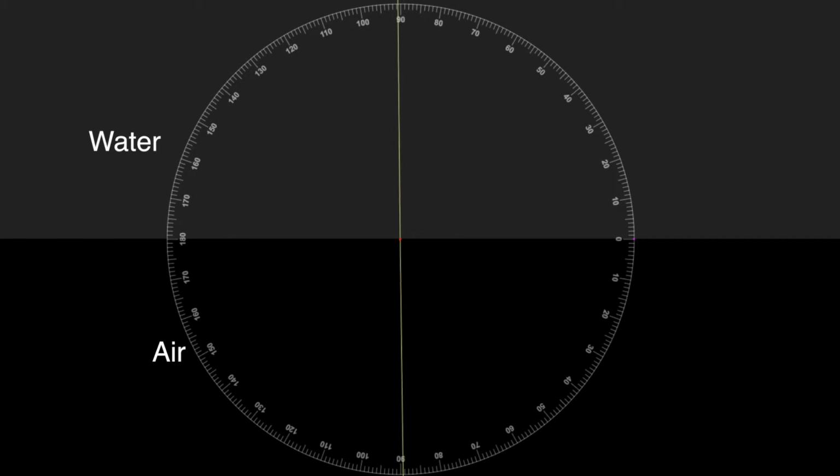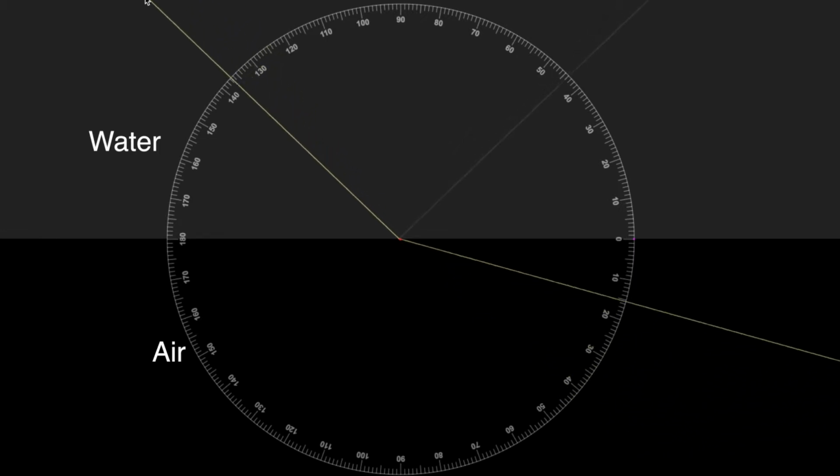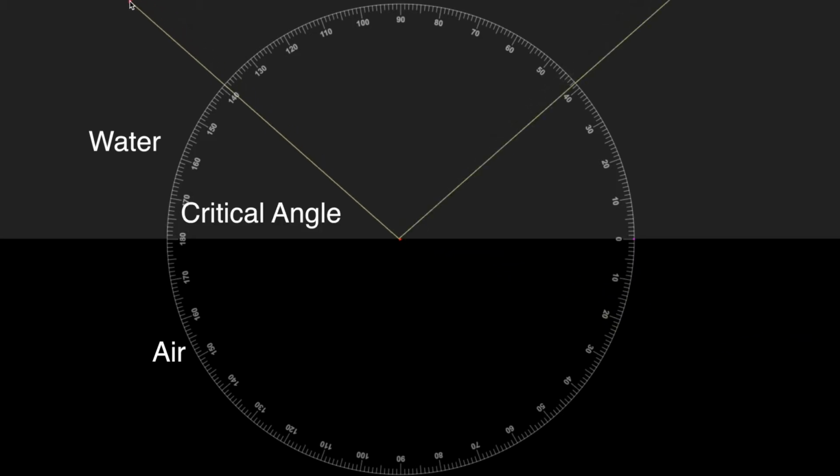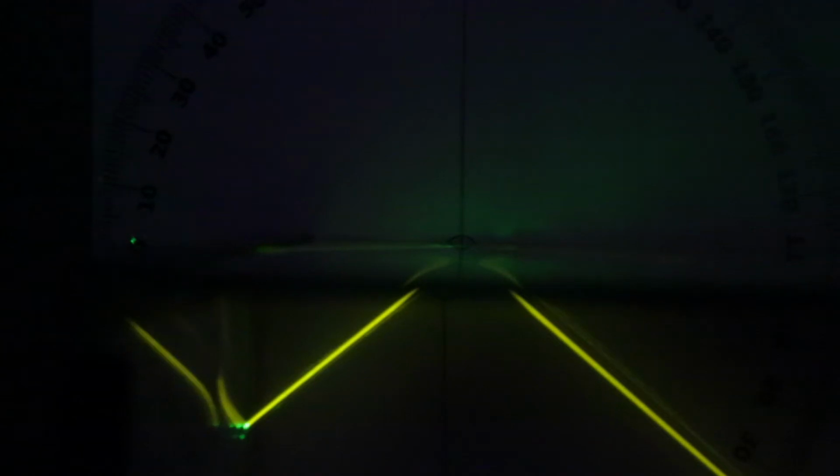There is something interesting that happens when you start increasing this angle. After a certain point, all of the light becomes reflected. The angle after which all of the light is reflected is called the critical angle. After this angle, the laser beam doesn't get into the air at all. All of it reflects back. This phenomenon is called total internal reflection, and it happens to be the key to understanding the double crocodile.